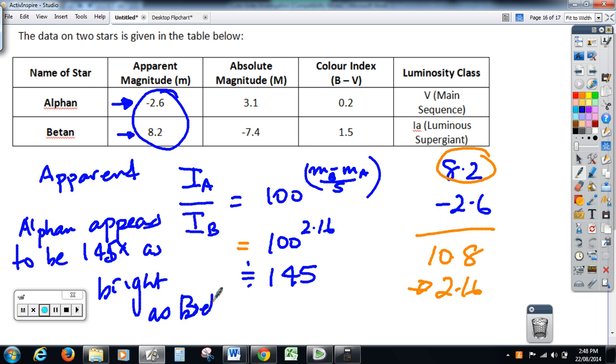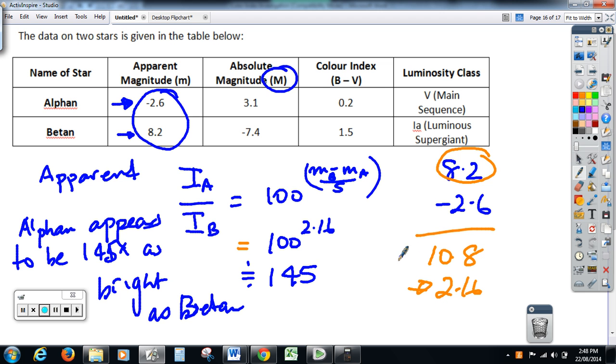I'll make that Beta. But that's only as it appears on the surface of the Earth. Now we can work out what their true comparative brightness is. To compare how bright they truly are to each other, we can use the absolute magnitudes over here. So we'll use that one there.